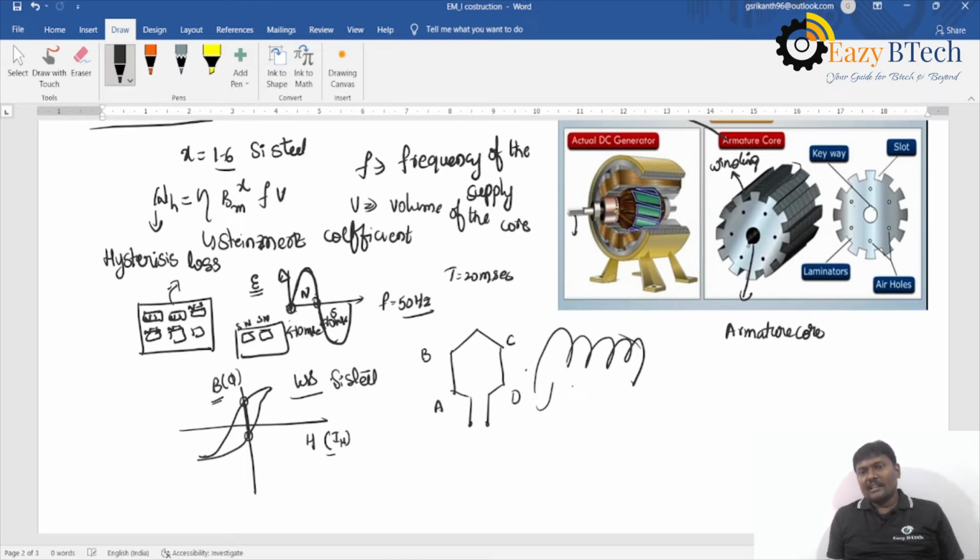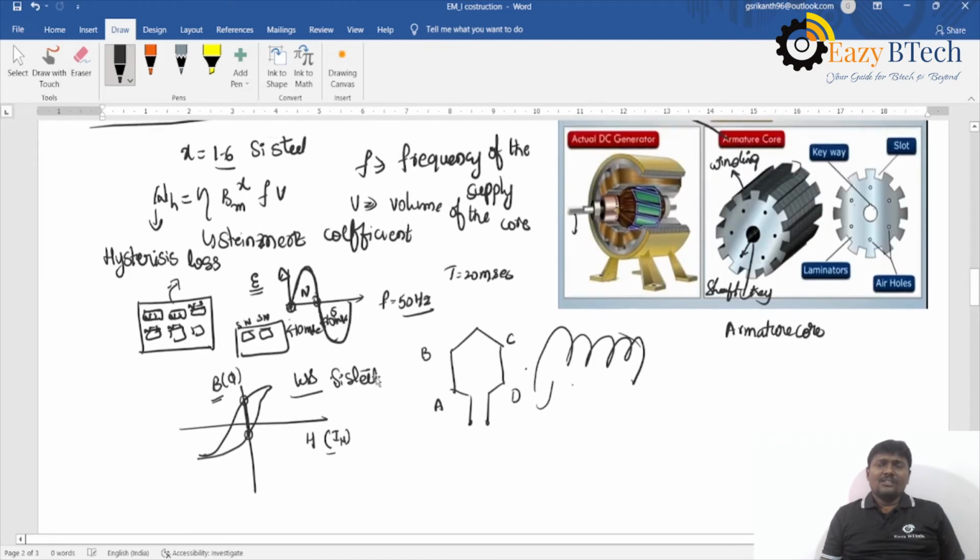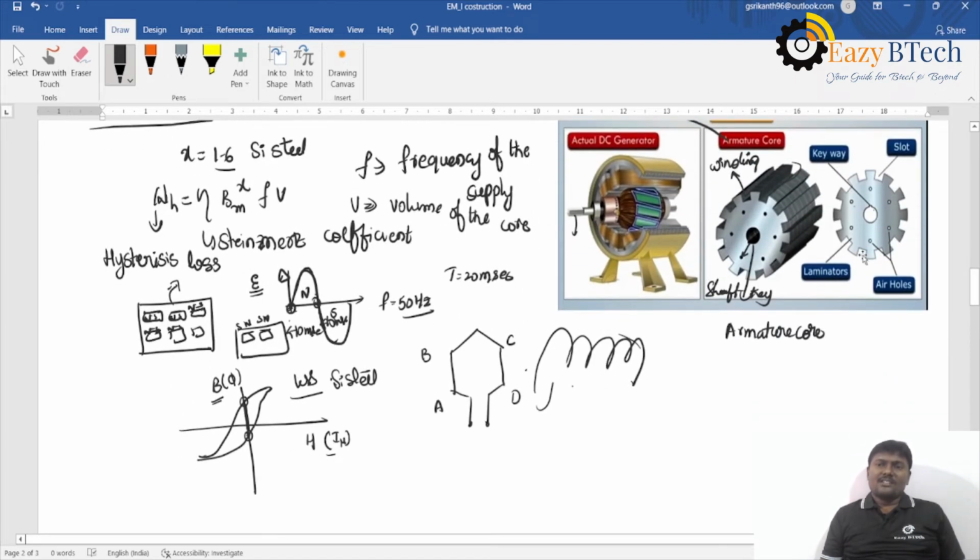Here you can observe, we insert the shaft in this small hole, and a shaft key is provided. Once the shaft is inserted and the key is pressed, it will be locked. Then the armature rotates.